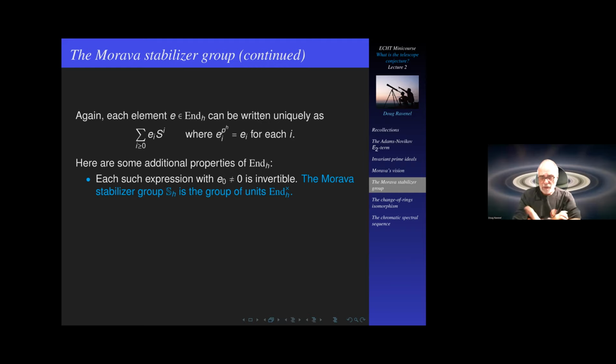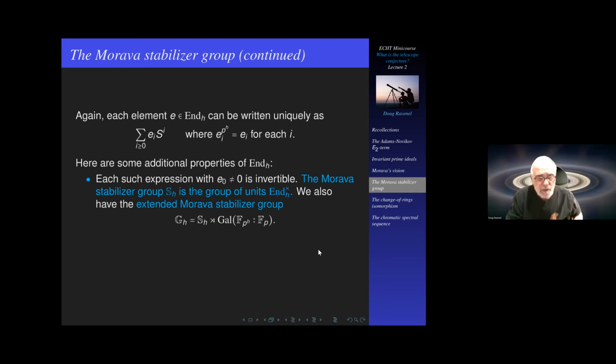Now, we can also talk about the extended Morava stabilizer group, which is defined to be the semi-direct product of the group that I've just defined with the Galois group of F_p^h over F_p. That's known as the extended Morava stabilizer group, G sub h.